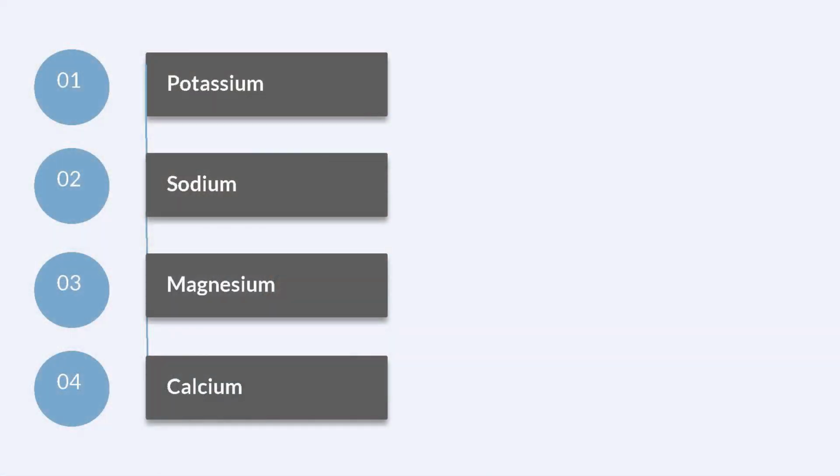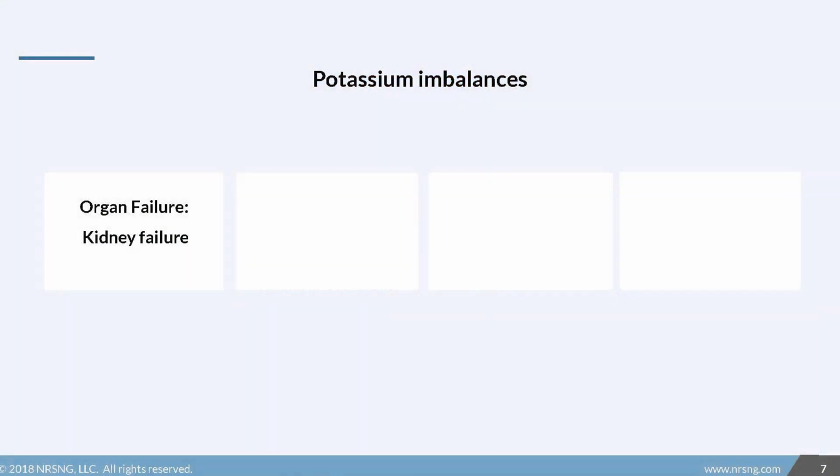Here are the 4 main electrolytes that I want you guys to know: potassium, sodium, magnesium, and calcium. Let's start with potassium. All right, guys, what are some of the things that cause imbalances in your potassium level? The main organ that is responsible for potassium imbalances is your kidneys. So if those fail, then you're going to have an imbalance in potassium in your body.